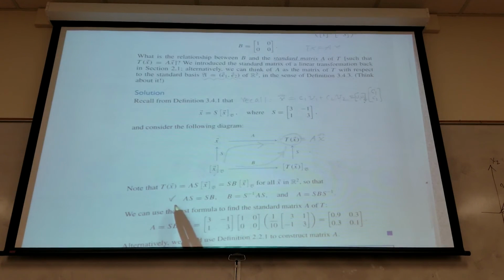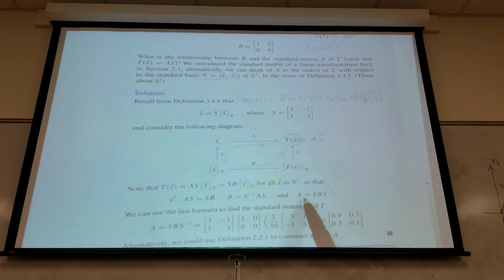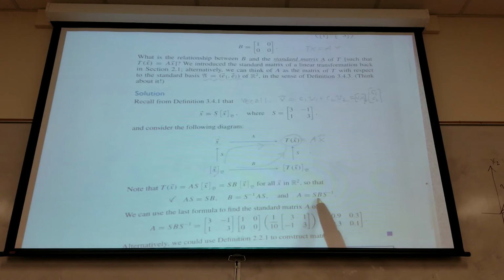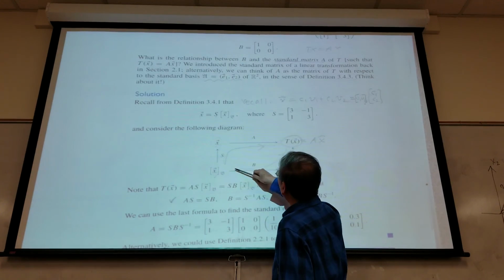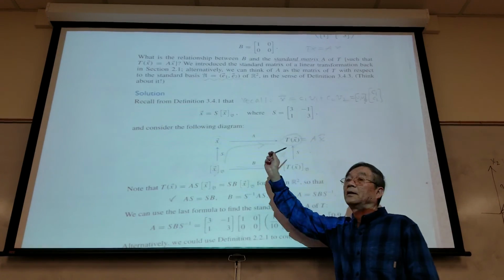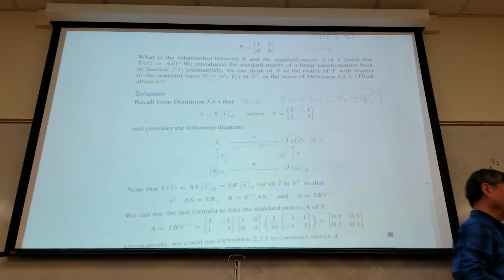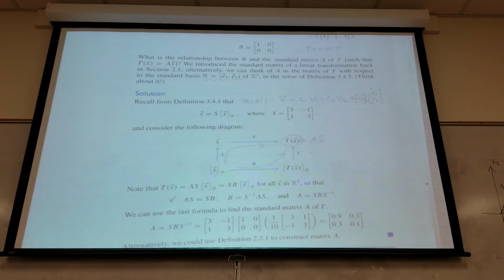From here you get B equals S inverse AS, right? So you have B, and then you can also have A in terms of B. There will be S times B times S inverse. So all are based on this observation. You're going this way and going that way, you'll get the same thing. Okay? Alright.